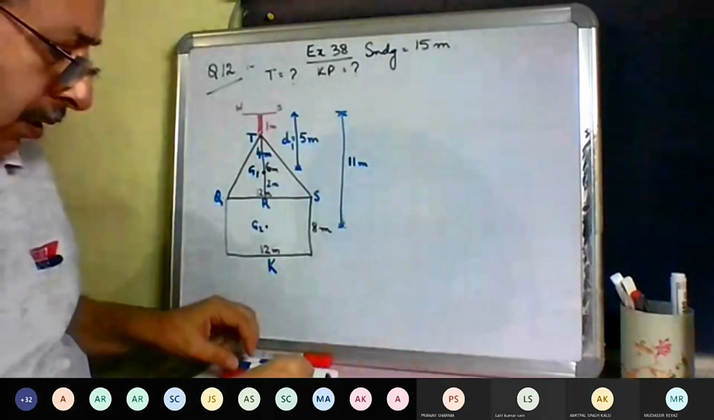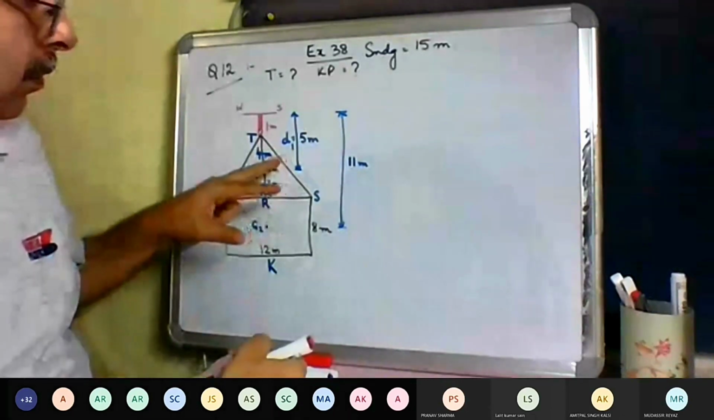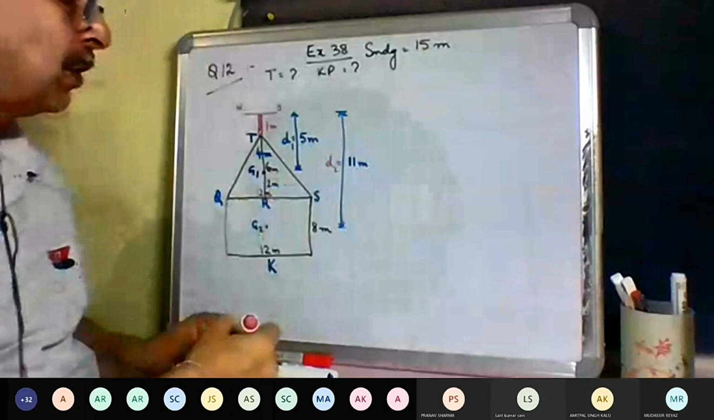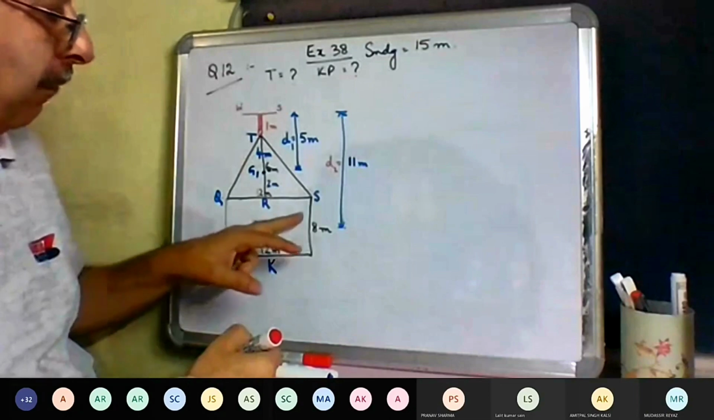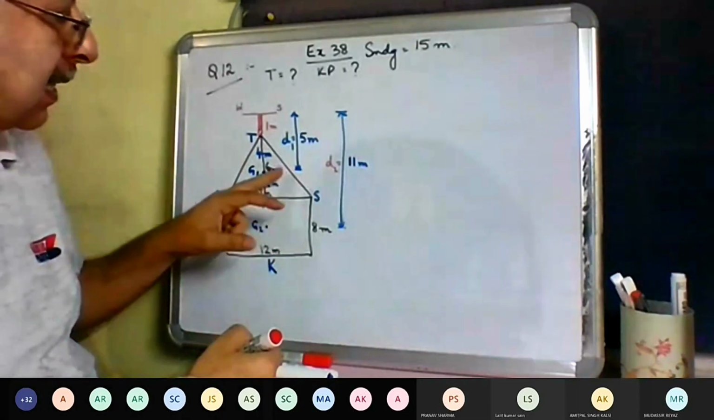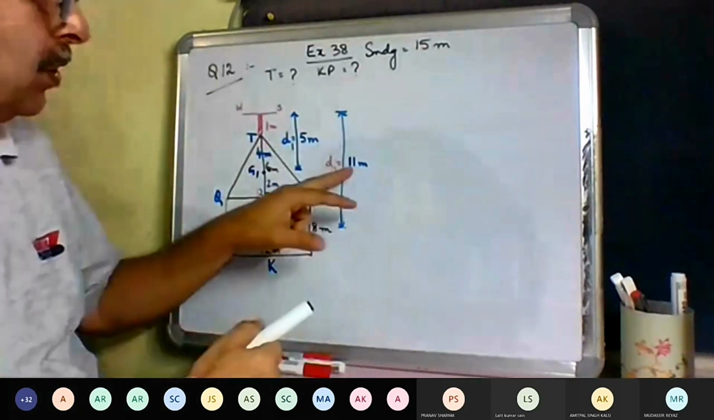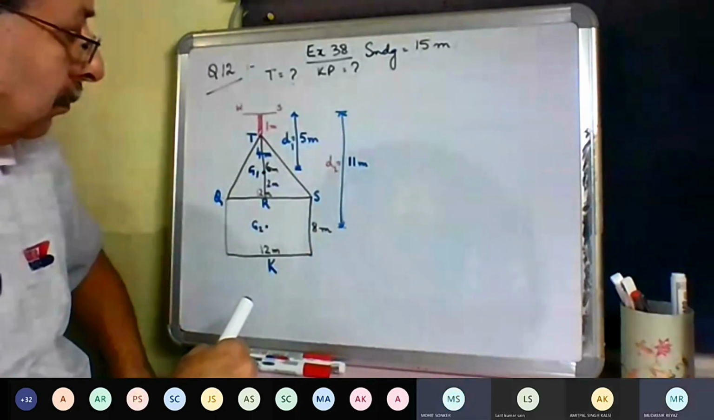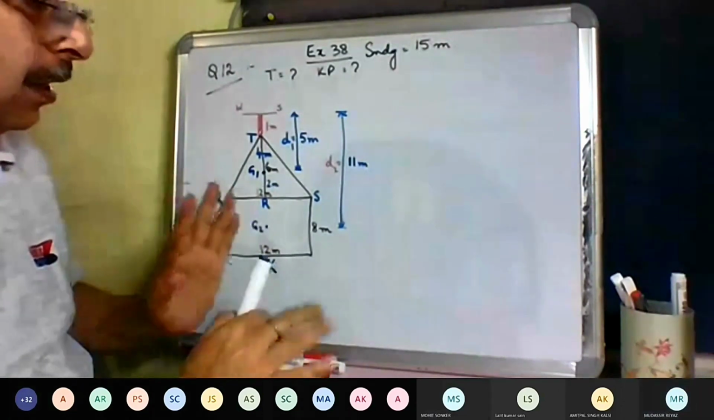Okay, let me repeat once again. So the D2 is again from the water surface, that is G2 to the water surface. So that will be 4 plus 6, 10 plus 1, 11. Is D2 okay with everybody? Yes, sir. So this is the geometric center of the rectangle alone.